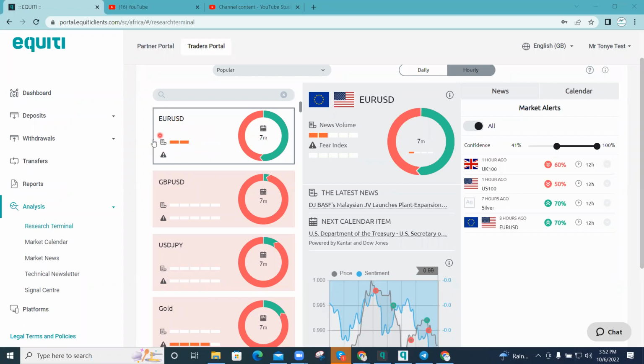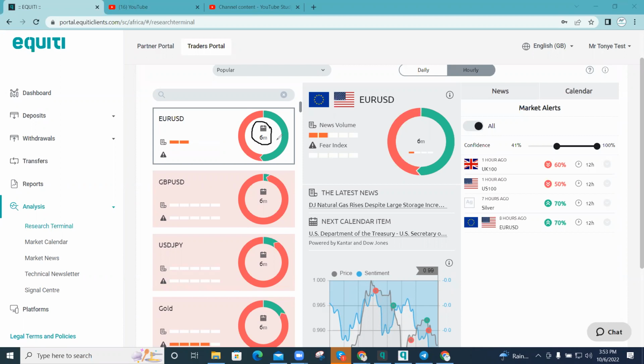And of course the news volume. The news volume talks about the impact of the expected news that is coming. If you look into this circle, you can find 6 minutes and a calendar-like icon. What this 6 minutes simply means is that it is 6 minutes until the next calendar event. So in the next 6 minutes, we're expecting news to impact Euro USD. It might be a low impact expected news, it might be a medium impact expected news, or it might be a high impact expected news.